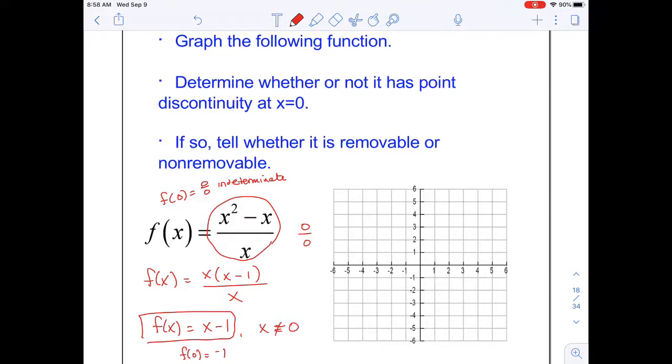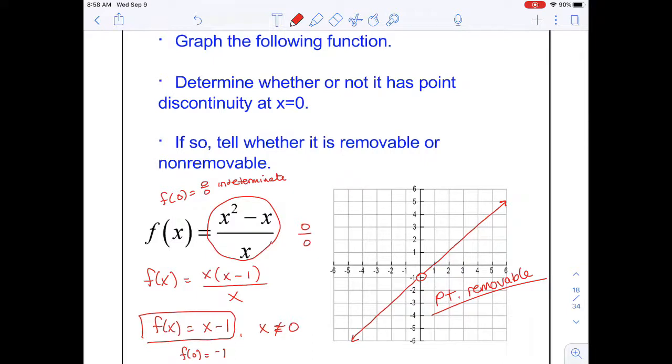So that means that at 0, we know we can't plug in a 0. There's going to be a hole, and the hole is going to be at (0, -1). Now, we know that this graph is just going to look like the line y equals x minus 1, except at x equals 0. And that's where we have point removable discontinuity. Now you might say, well, how do we remove it? Well, you would remove it by filling in the stinking hole.